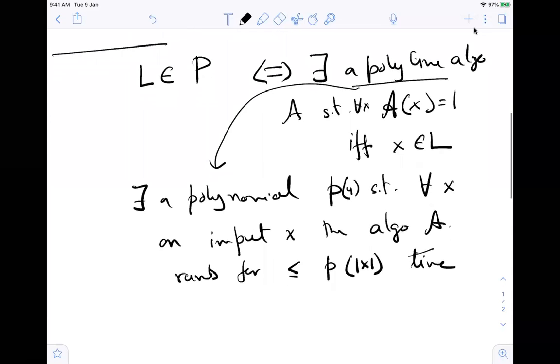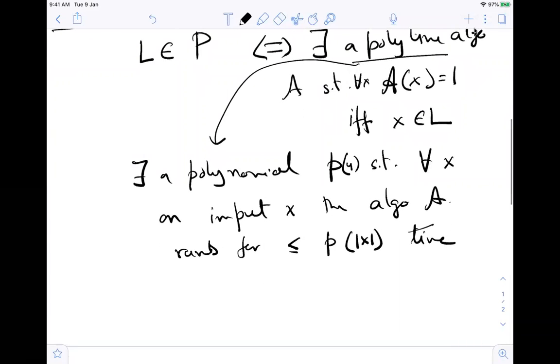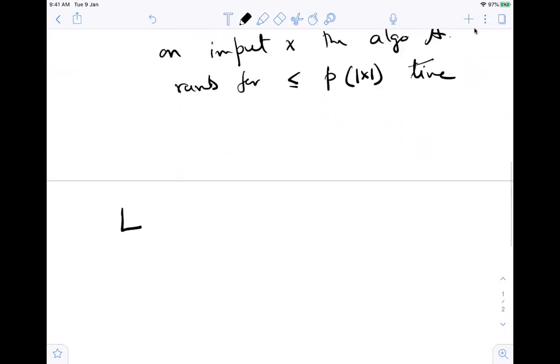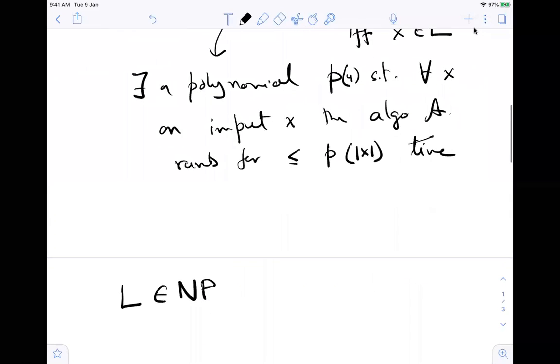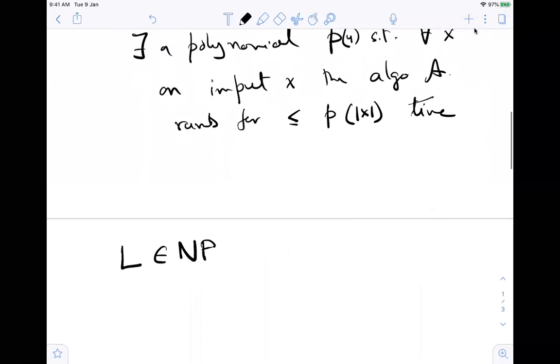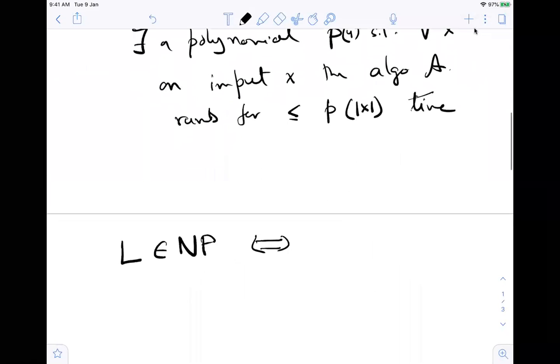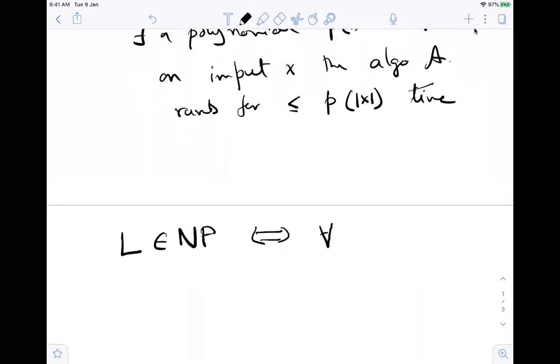Okay. Now, what is the formal definition of NP? This is a bit more tricky. Do you guys recall what the NP definition was? We can check if the answer is correct in polynomial time. Right. So L is in NP means, by definition, if and only if, okay.